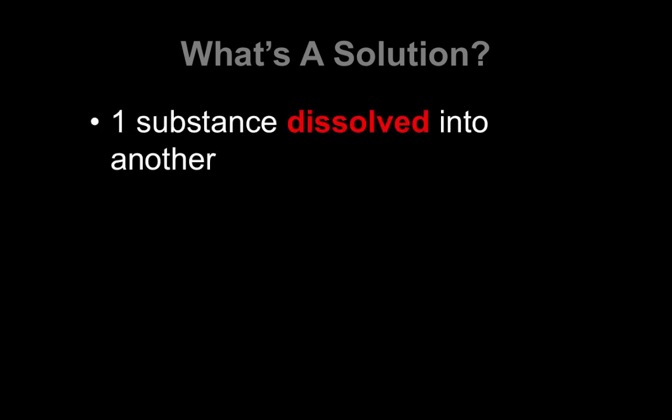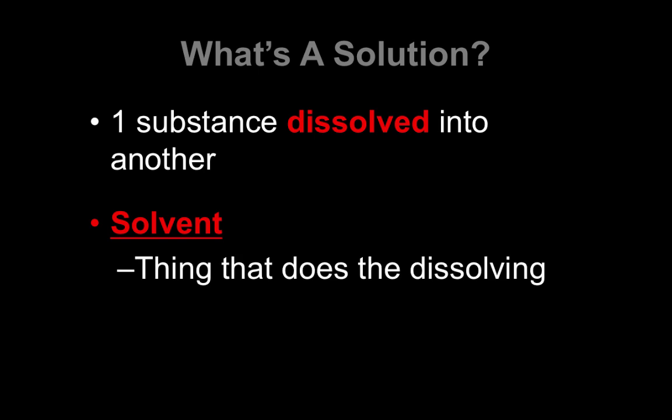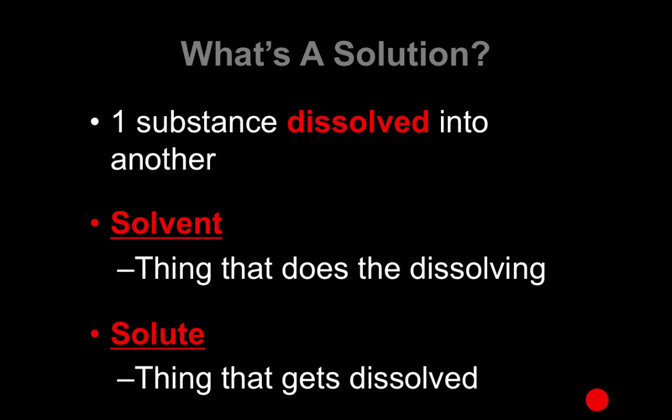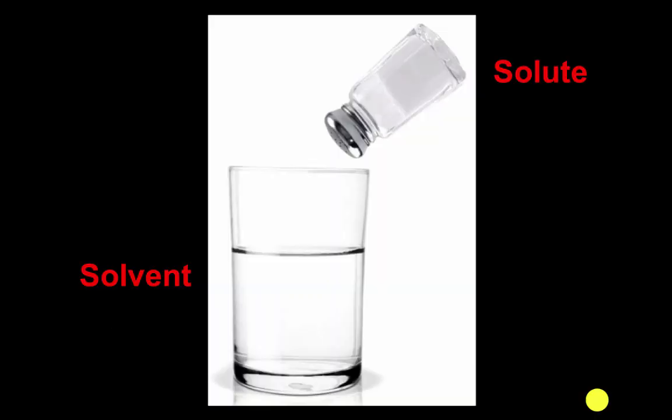Next, let's look at what a solution is. A solution is when one substance is dissolved into another. And we have specific words for these. The solvent is the thing that does the dissolving. The solute is the thing that gets dissolved. So, for example, the salt is the solute and water is the solvent.